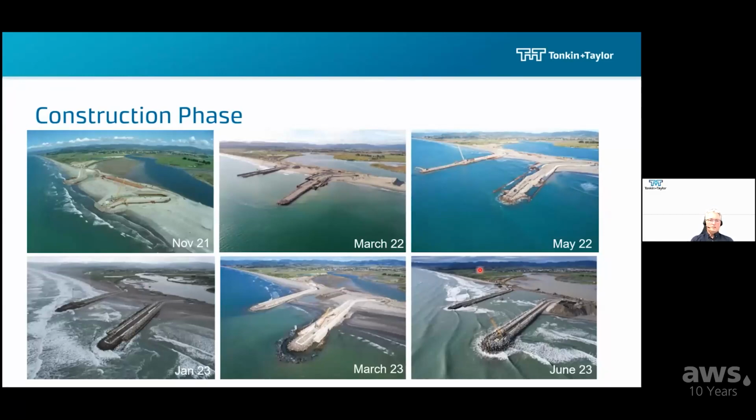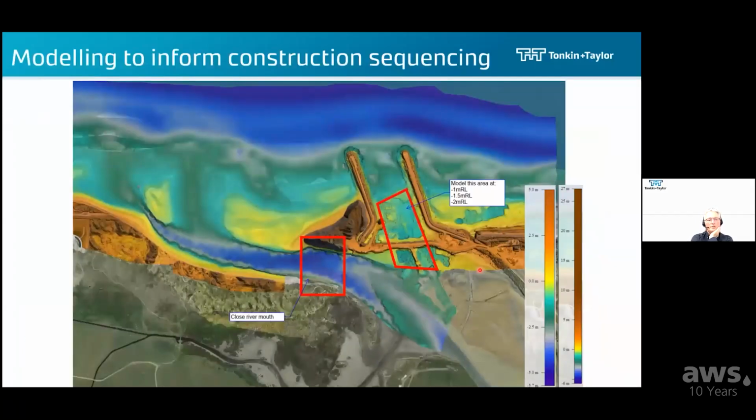which brought us into this very interesting phase of how do we change the river mouth channel direction? How do we tell the river now to flow between the training walls and to stop flowing on its original path? This is where the model really came into its own.